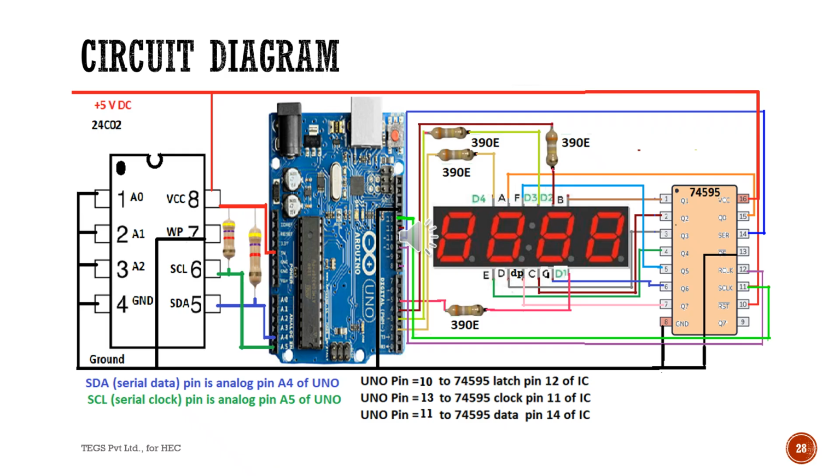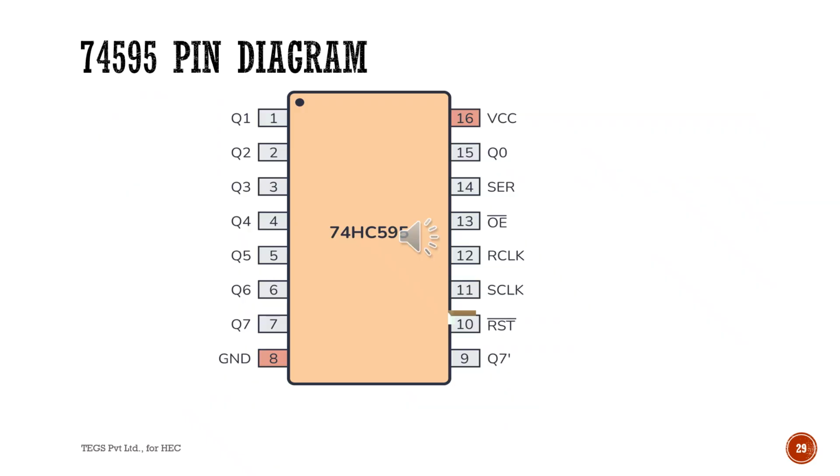The complete wiring diagram of 24C02 EEPROM with Uno and 4-digit display with 74595 and Uno is given on this page. This is the pin diagram of the 74595 shift register. This receives the serial data on pin number 14 and converts it into parallel data on the click of the latch high.